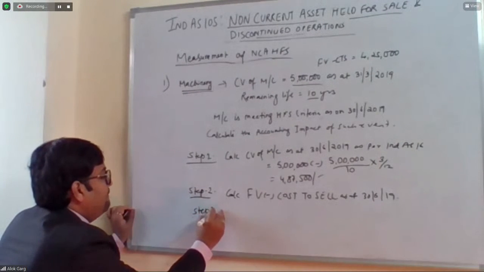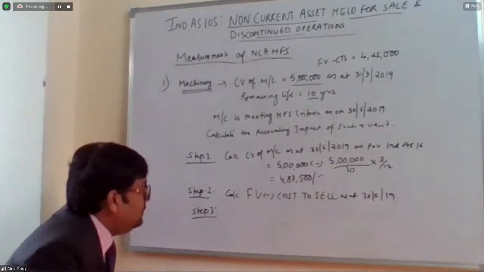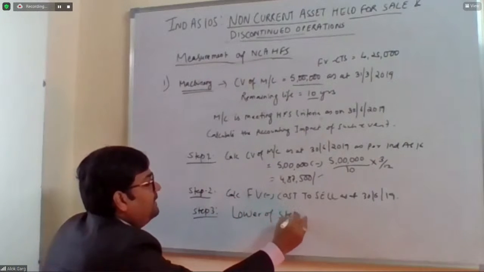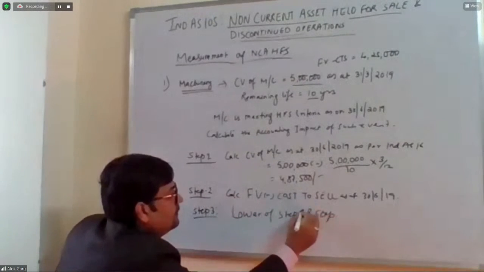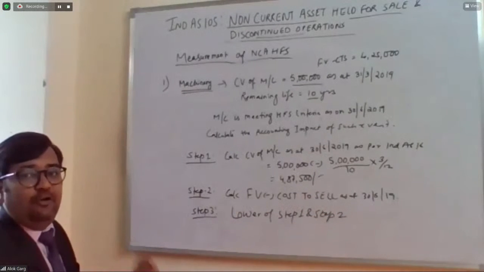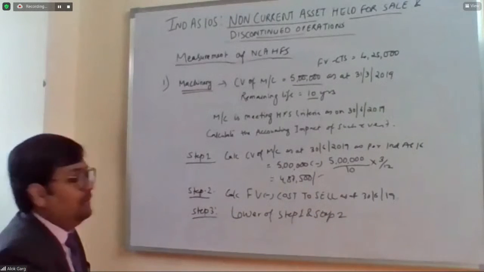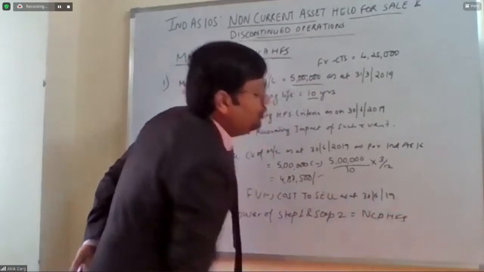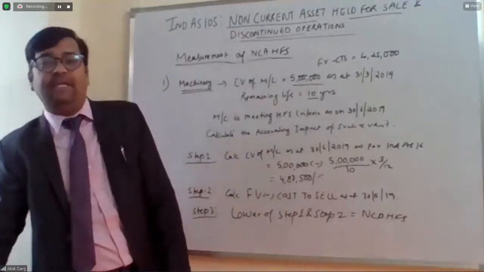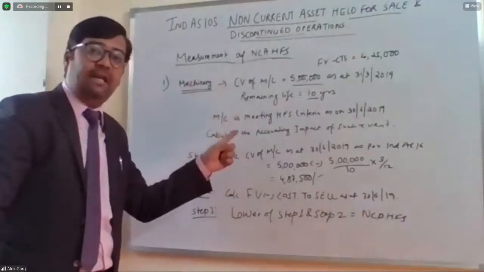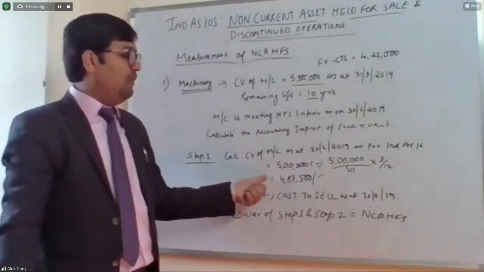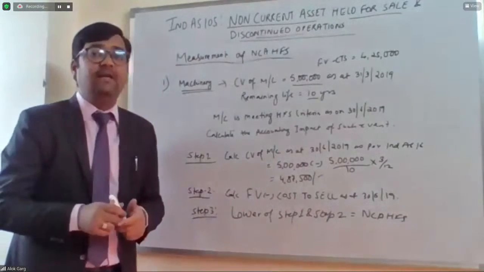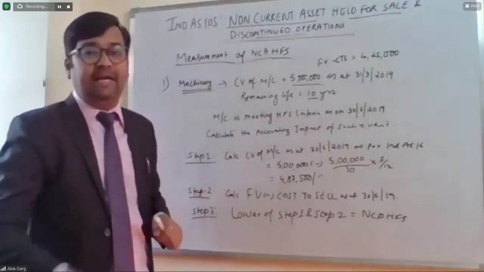is the lower of step 1 and step 2. The lower of step 1 and step 2 will be the value of non-current asset held for sale. So non-current asset held for sale is going to be recognized at lower of carrying value and fair value less cost to sell. What is lower? 487,500 and 4,25,000. Which is lower? 4,25,000. What will be the accounting entry?